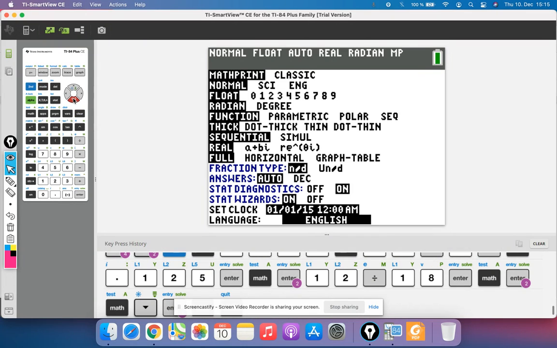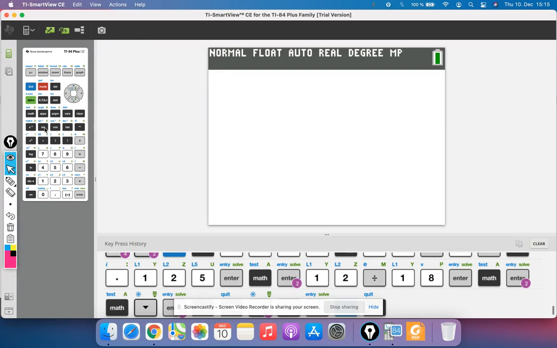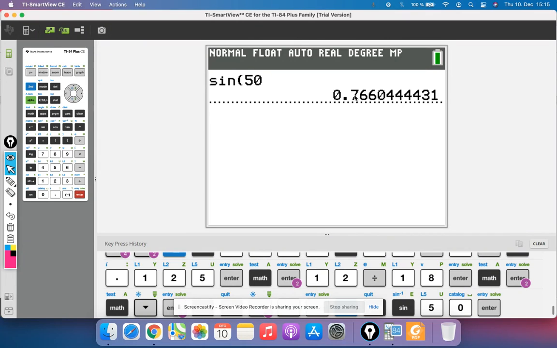So let's say we did some calculation. I'm going to switch over to degree mode. Let's say we were doing something with trig. So I want to be in degree mode, and I calculate something like the sine of, I don't know, 50 degrees. And I get this irrational number that I want to save and use again in some other calculation.